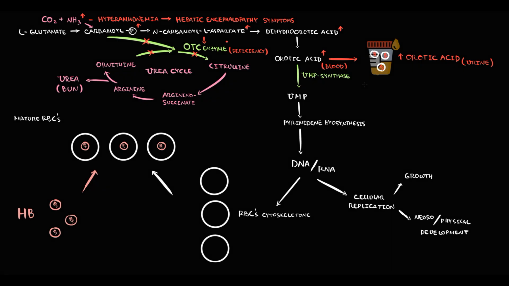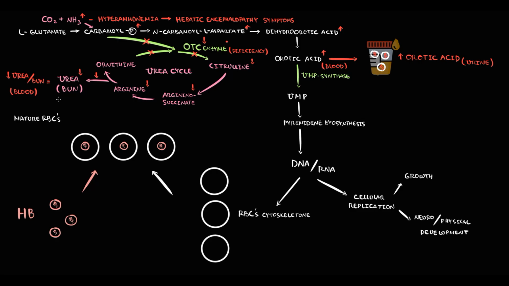The third feature is that, as we see, without ornithine transcarbamylase, the urea cycle cannot function. As a result, we cannot produce citrulline. Without citrulline, we cannot produce argininosuccinate, and thereby we cannot produce arginine. And without arginine, we cannot make urea. So the level of urea in the blood will decrease. And increase in blood ammonia level, combined with decrease in urea level, is the signature feature of this disease.